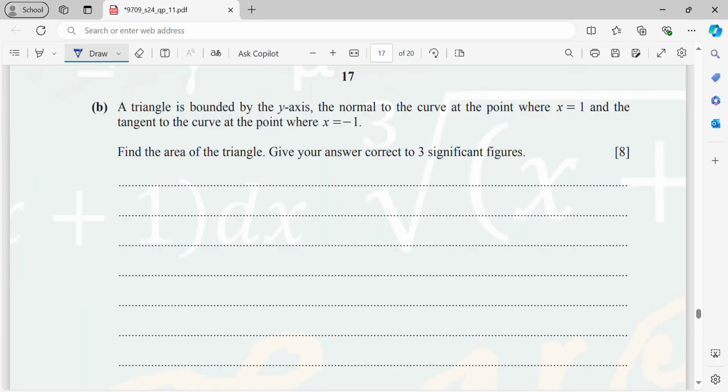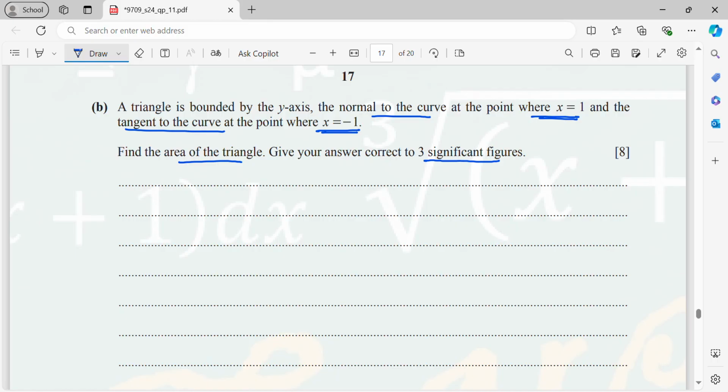Now B, a triangle is bounded by the y-axis, the normal to the curve at the point where x equals 1, and the tangent to the curve at the point where x equals minus 1. Find the area of the triangle. Give your answer correct to 3 significant figures.